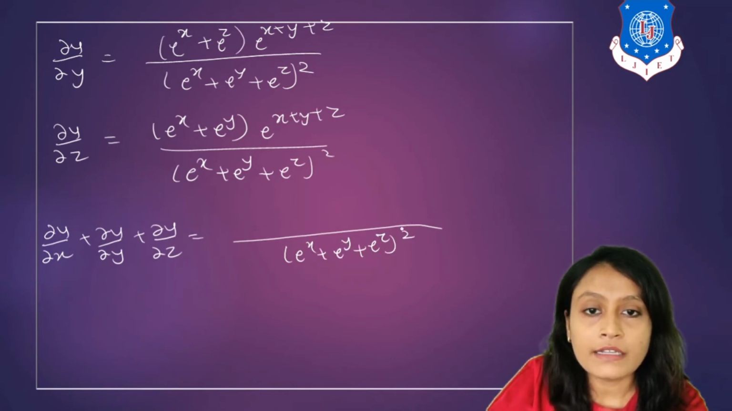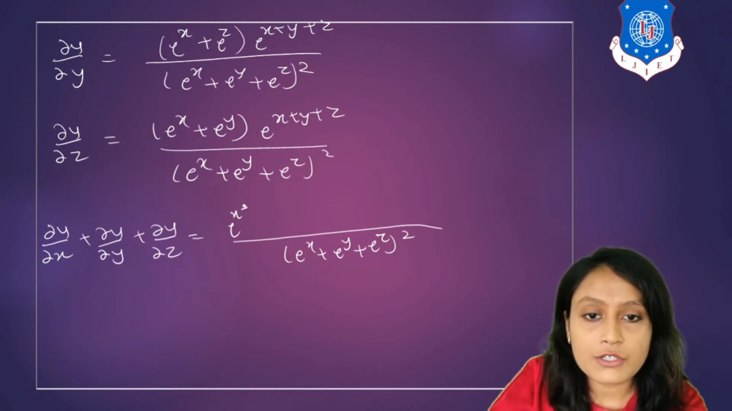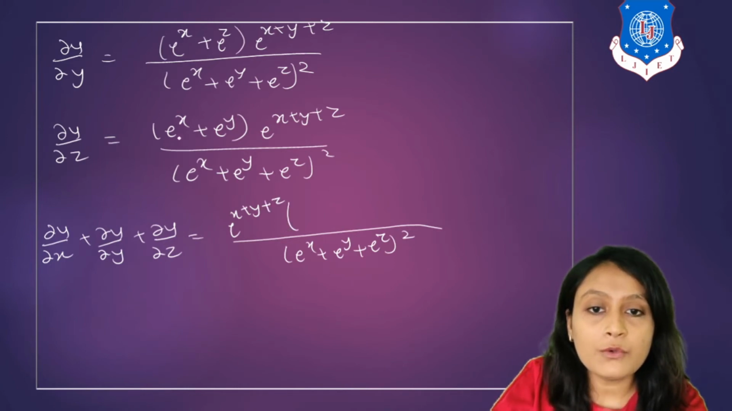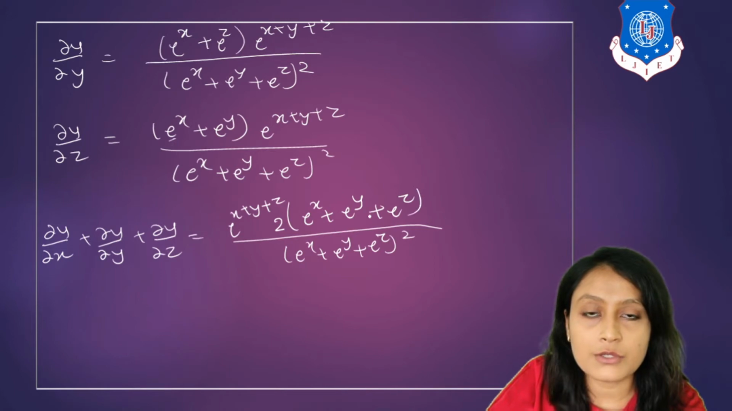Okay, and from the numerator we will take e raised to x plus y plus z common. So here e raised to x plus y plus z is taken common. Now you can see we have 2 times e raised to x, 2 times e raised to y and 2 times e raised to z. So also we will take 2 common, and here we have e raised to x plus e raised to y plus e raised to z.